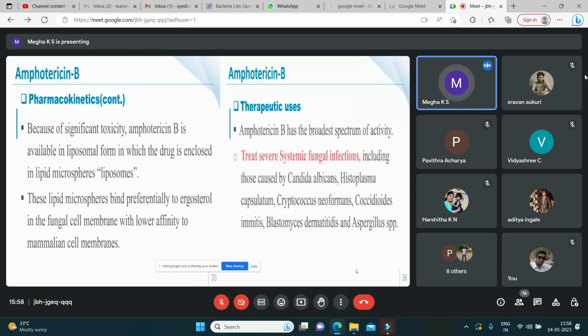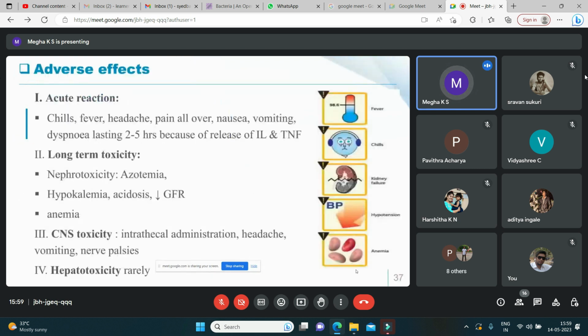Because of the significant toxicity, amphotericin B is available in liposomal form, in which the drug is enclosed in a lipid microsphere, that is called liposomes. These lipid microspheres bind preferentially to ergosterol in the fungal cell membrane with lower affinity to mammalian cell membrane. Therapeutic uses: amphotericin B has the broadest spectrum of activity, treating several systemic fungal infections that include Candida albicans, Histoplasma, etc.